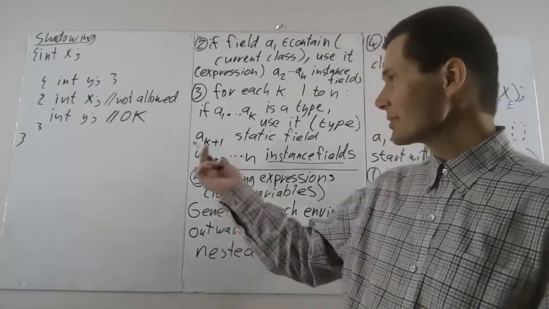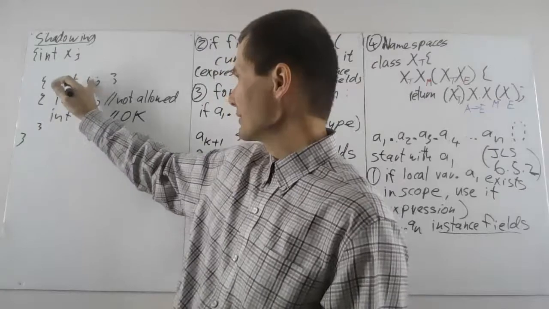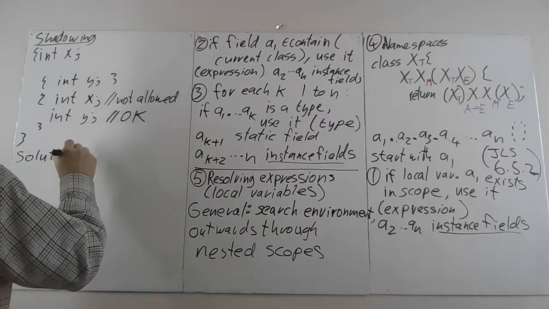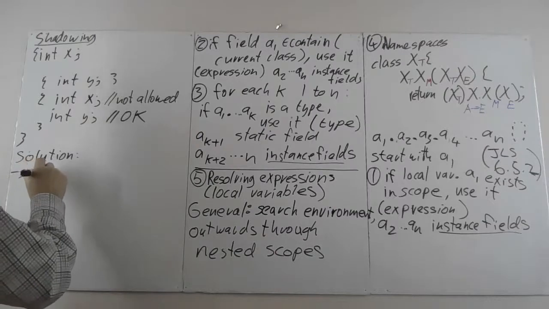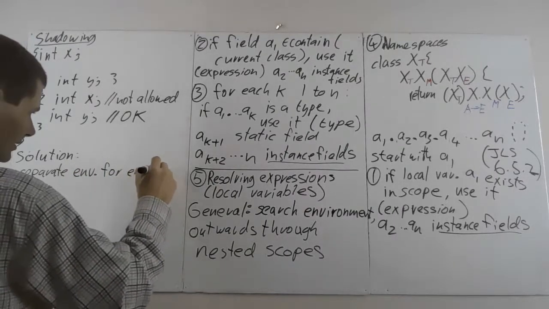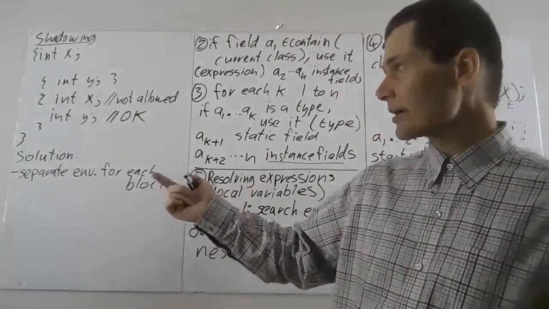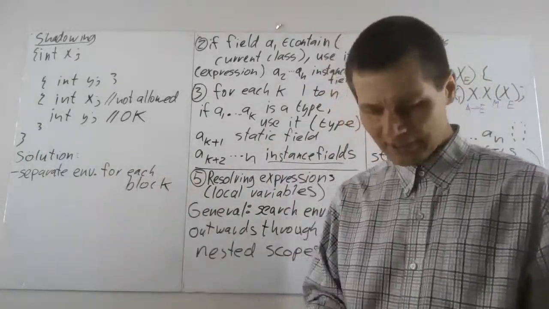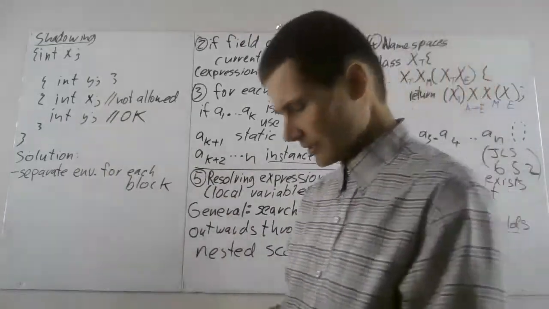Okay, so, in terms of how to solve this, you still need to have a separate scope for each block so that you can distinguish these two variables named y. So the idea of having a separate environment for each block still applies. Okay, but then normally when you insert a new variable into an environment, you check for duplicate names, whether there's already a variable with that name in the same environment.